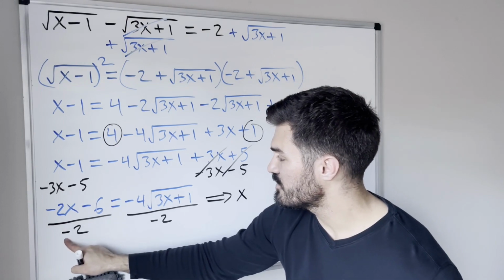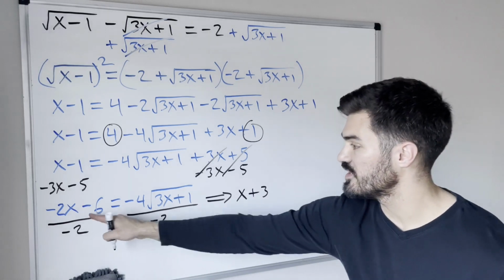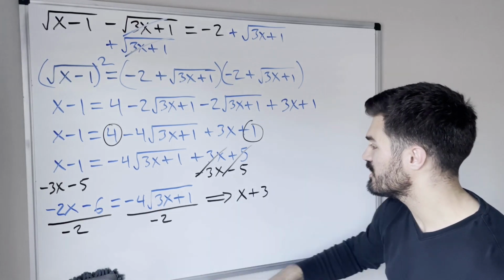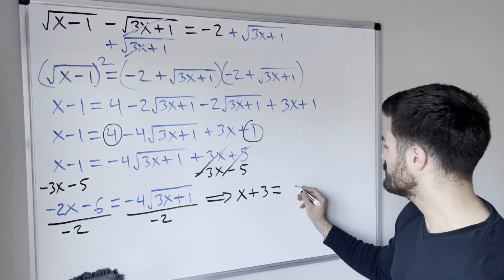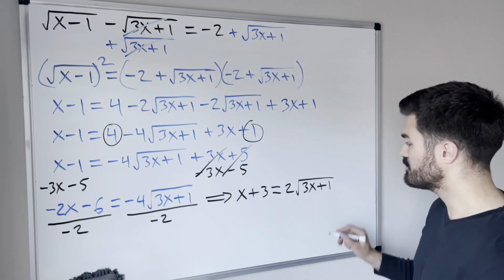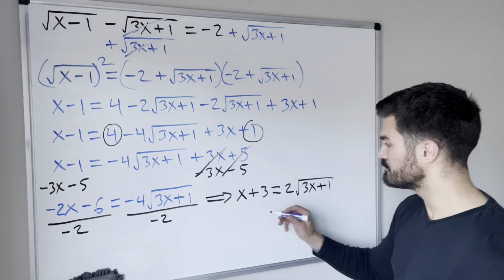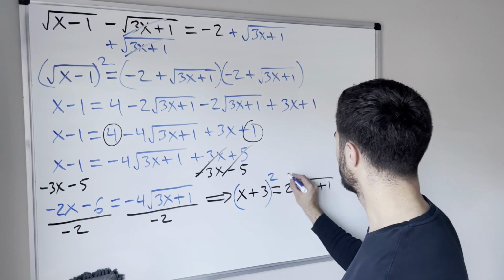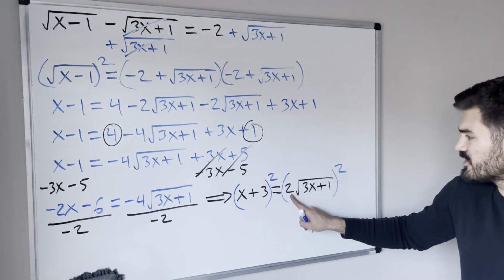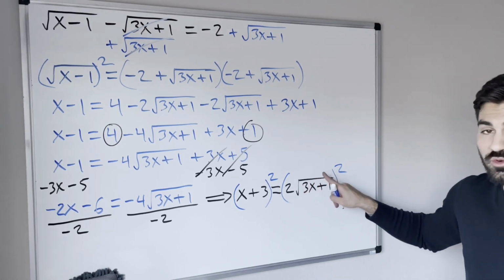The negative and negative cancel. 6 over 2 is 3. So x plus 3 on the left-hand side, right? On the right-hand side, -4 divided by -2, that gives us 2 times the square root of 3x plus 1, okay? So now what I can do is square both sides. Square both sides. And that 2, it's not really going to mess me up at all, because 2 squared is 4. This squared, I just get rid of the square root, right?